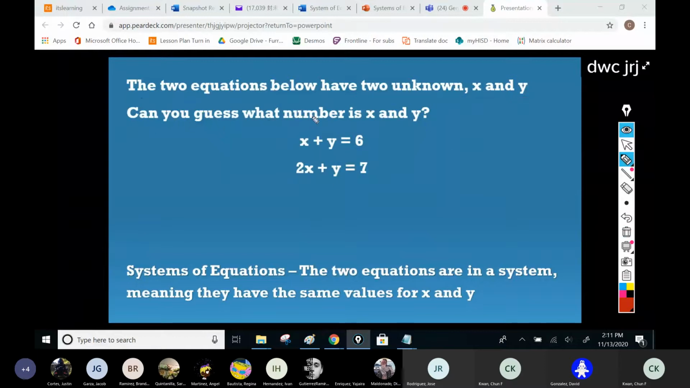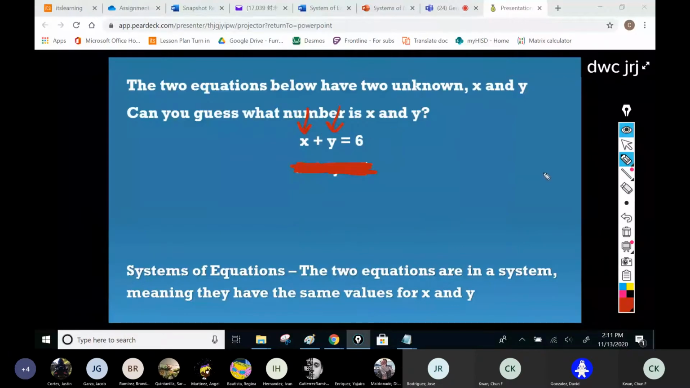Can you guess what number is x and y? If you have two variables, things are going to be very, very different. So how about we only look at one equation first, the first one right here: some number x plus another number y equals 6.